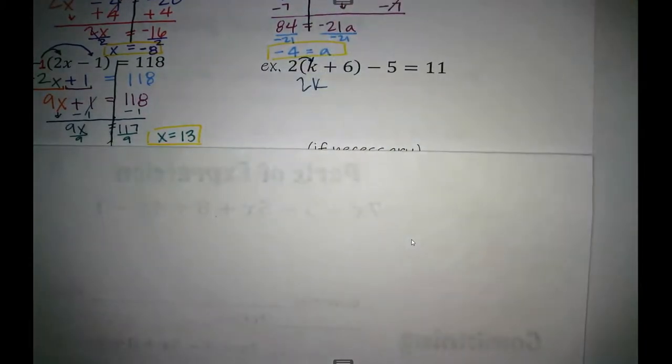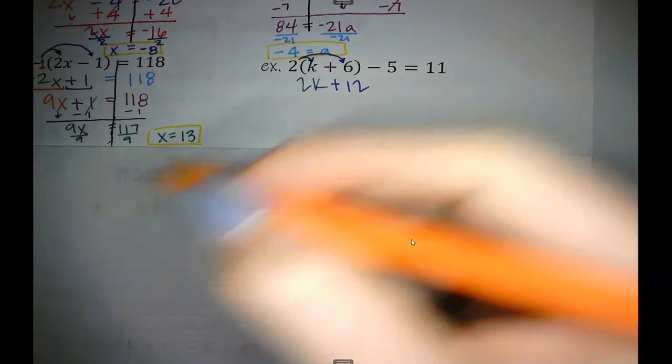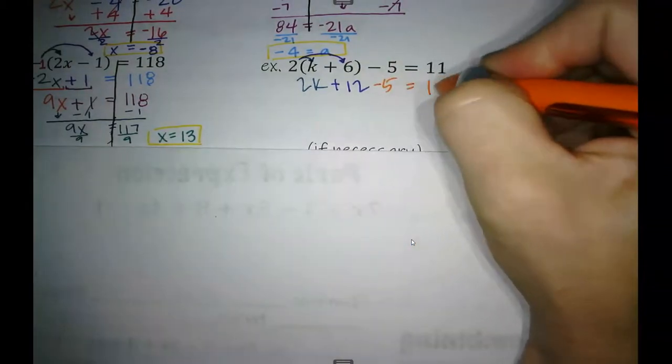Okay, one final example. We've got 2, open parentheses, k plus 6, close parentheses, minus 5 equals 11. As you guessed, we have to distribute first. So 2 times k is 2k. And I'm going to take 2 times 6, which is positive 12. And then I've got a minus 5 equals 11.